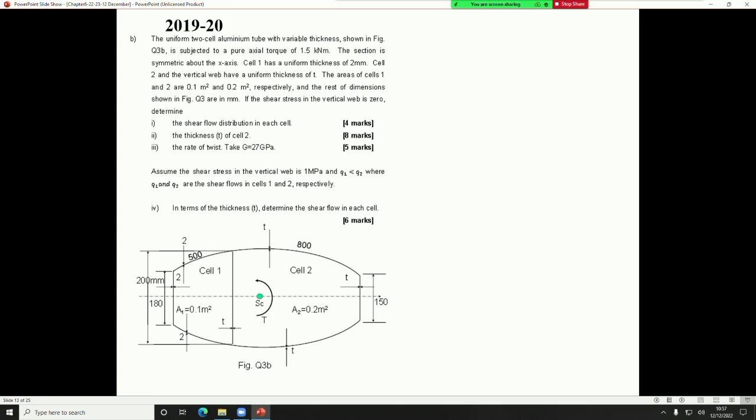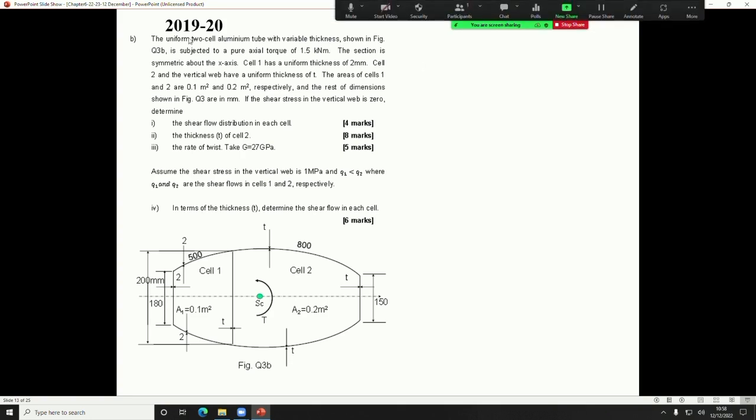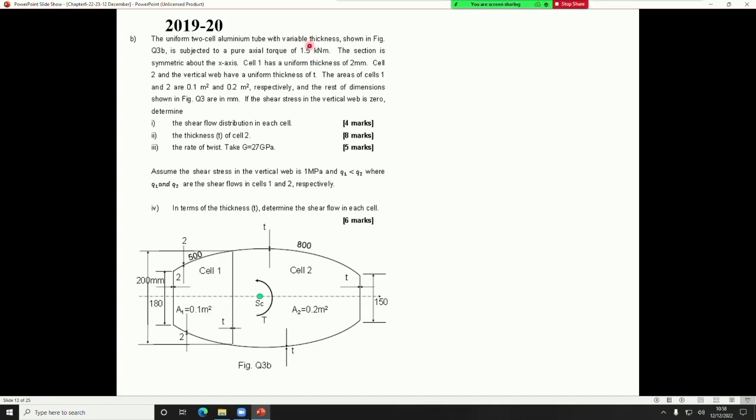So this is from the examination paper 2019-20, and is similar to the questions we solved in chapter 4, theories of torsion. In this one, we've got a two-cell wing section, a uniform two-cell aluminium tube, so it's made of aluminium all over. The thickness is variable, so I'm reading the description first before I start solving the example. It's subjected to a pure axial torque of 1.5 kN/m, so the torque value is given.